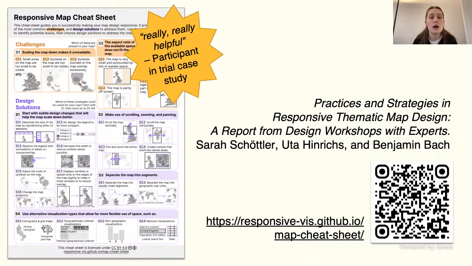We compiled all of these design solutions together with an overview of challenges into a responsive map cheat sheet, which you can download using the QR code or the link on the screen. And in a little case study, one participant said that it was really, really helpful. So hopefully some of you find it helpful too.